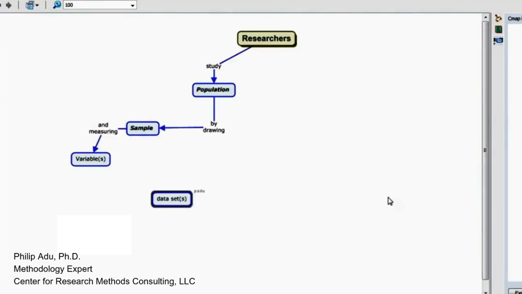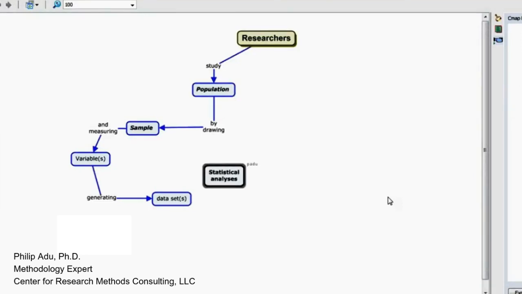Why do you want to do that? You want to understand the population, and you can't study the population because of your limited time and resources. So you sample, then you measure a specific variable using an instrument. You can develop your own instrument, or you can use an existing instrument to measure a specific variable. And then after collecting your data, you have your data set that you have to analyze.